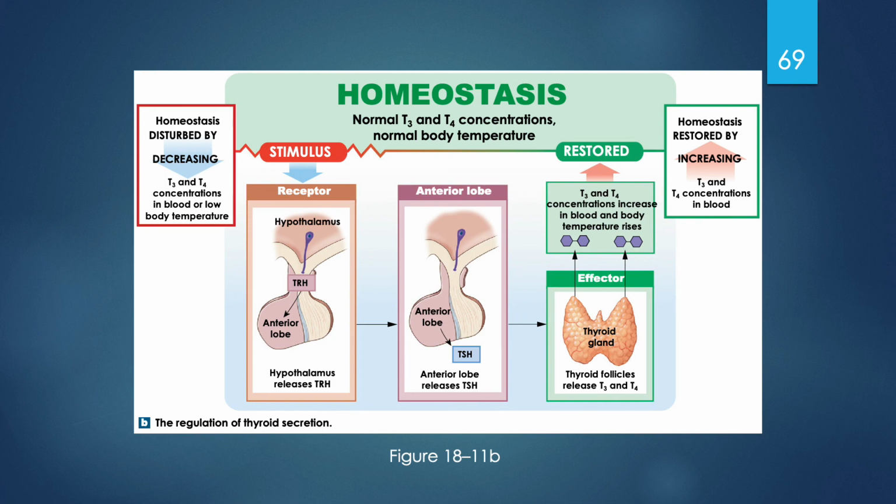So it sends thyrotropin-releasing hormone to the anterior lobe, and the anterior lobe responds by producing thyroid-stimulating hormone, which stimulates the thyroid gland, our effector, to release T3 and T4. Once the thyroid gland releases T3 and T4, that causes both an increase in the blood concentrations of T3 and T4, as well as the body temperature rising. Then we have restored homeostasis in the body via this mechanism. So this is clearly a negative feedback loop.